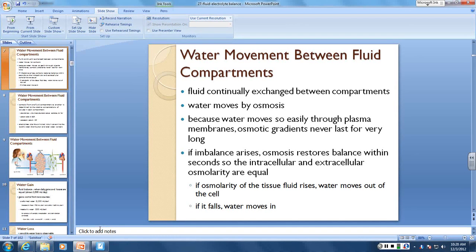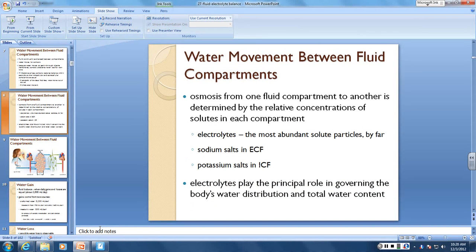That also has to do with tonicity. Remember hypertonic? If you put a cell in a hypertonic environment, fluid will leave the cell. It's the same thing. So if tissue fluid osmolarity falls, water will move into the cells. Osmosis from one fluid compartment to another is determined by the relative concentration of solutes in each compartment. So you all remember what solutes are. They're the component dissolved in solvent.